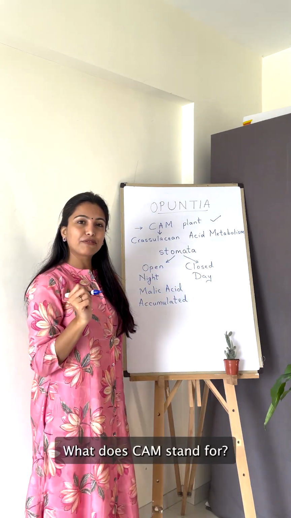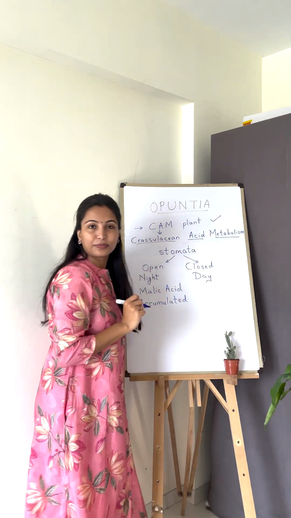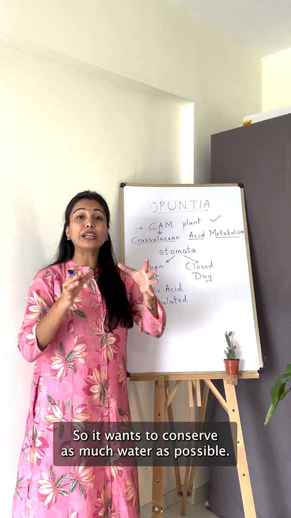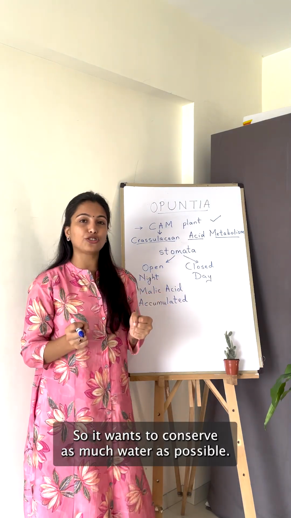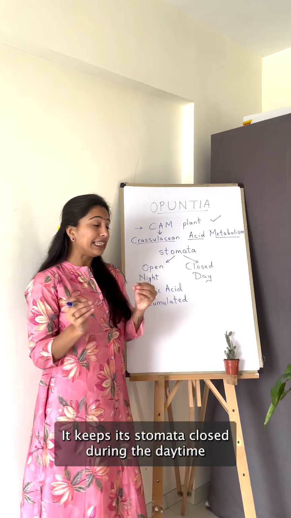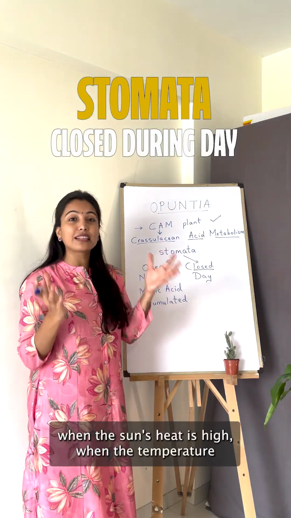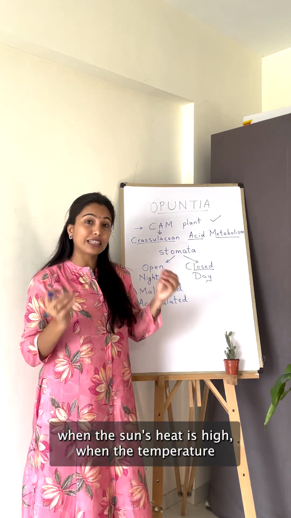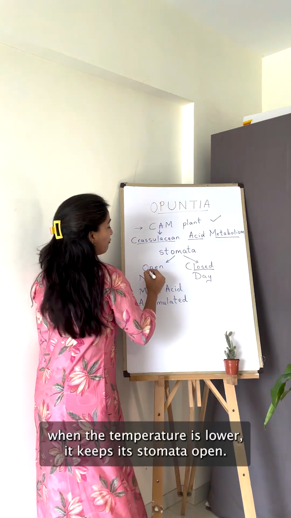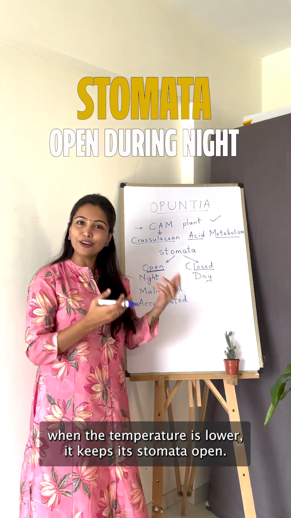What does CAM stand for? Crassulacean acid metabolism. Let's do a quick recap. Opuntia is a desert plant, correct? So it wants to conserve as much water as possible. So what does it do to its stomata? It keeps its stomata closed during the daytime when the sun's heat is high, when the temperature is high in the morning. Whereas during the night time, when the temperature is lower, it keeps its stomata open.